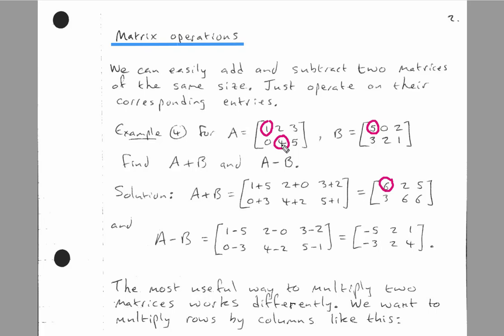How about this 4? Well, that matches the 2. So when we're adding, we'll get 4 plus 2, that's 6. And subtracting, 4 minus 2, that's 2. Alright, so adding and subtracting is easy. It only works if the matrices have the same size, and then just operate with the corresponding entries.